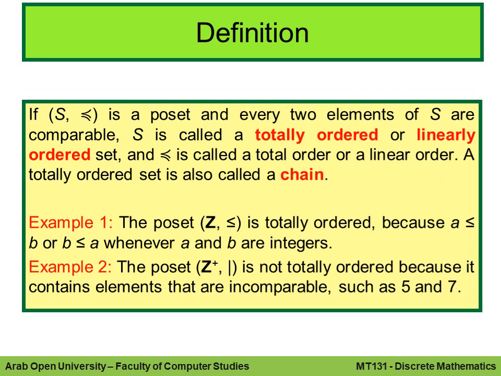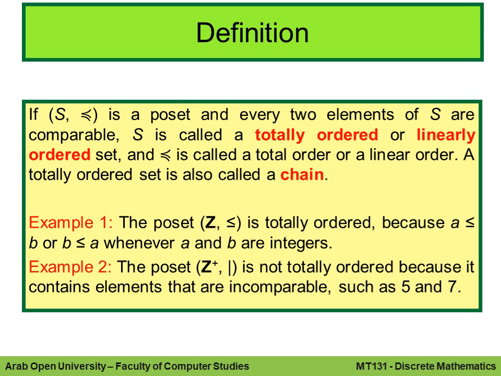If you have a partially ordered set such that every two elements are comparable, this is called a totally ordered set or linearly ordered set. The order that gives you that partial order is now called a total order or a linear order. Sometimes a totally ordered set is called a chain because every two elements are comparable, so you can list them in a certain order, like a chain.